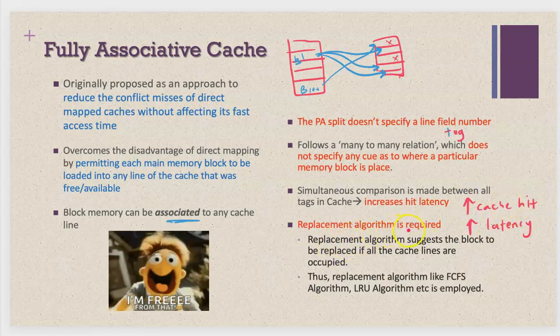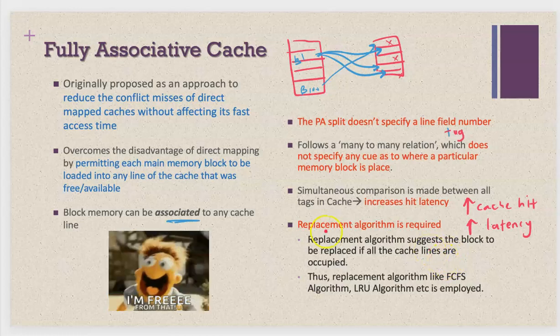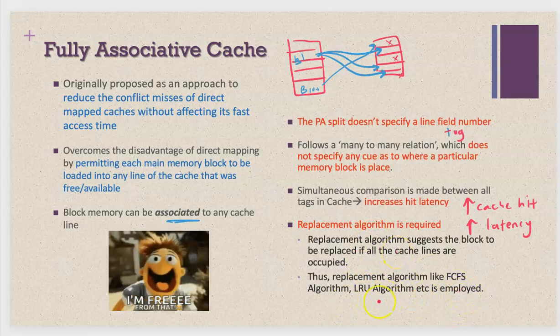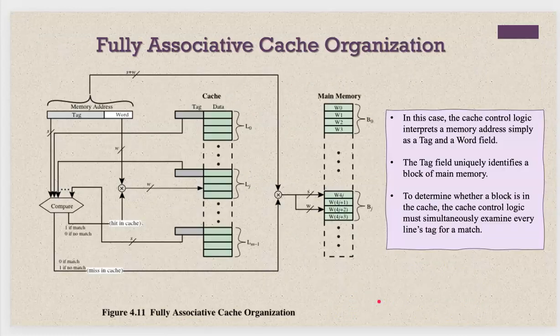Therefore, a replacement algorithm is required to suggest the block to be replaced if all the cache lines are occupied. We don't have the sequence mapping like the direct mapping. We don't have that equation going on. Therefore, we need some type of algorithm to suggest how to replace a certain cache line with new memory. So we will talk more on the different replacement algorithms later.